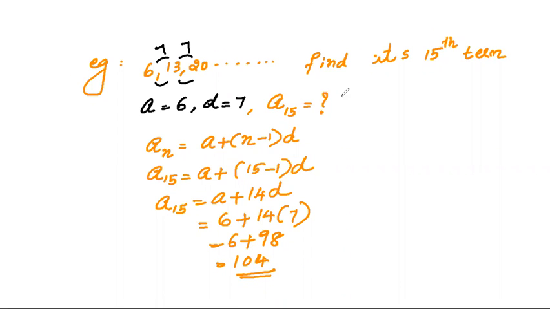How did we do this? We know the formula a_n is equal to a plus n minus 1 into d. We need to find the 15th term a15. a15 is equal to a plus 15 minus 1 into d, which is a plus 14d. a we know is 6, d we know is 7. 14 into 7 will become 98, plus 6 will be equal to 104. So like this, we can find any term of a given AP by using the formula a_n is equal to a plus n minus 1 into d. This is an important concept.